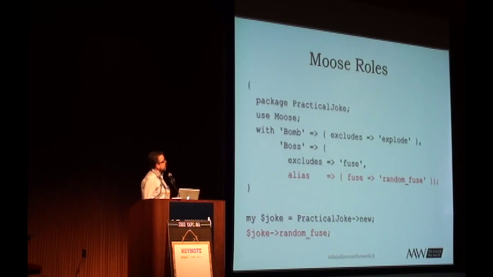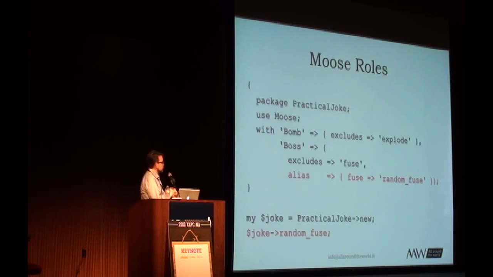Yeah, so it's there. There is a caveat to keep in mind, and it's one of the problems that I know traits researchers and others have been struggling to deal with. If you have languages with extreme late binding, such as, I don't know, Perl, for example, what happens when you alias fuse to random fuse, and internally the boss role wants to call its fuse method for some reason? Then which fuse method does it get?